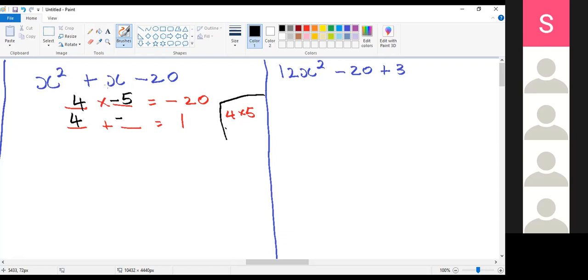Negative 4. I was working with a negative 1. So let me just change that. My apologies. All right, so it's negative 4. Thank you. So negative 4 times 5 is negative 20. Negative 4 plus 5 gives you a positive 1.